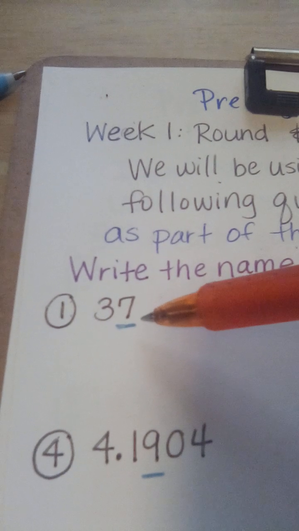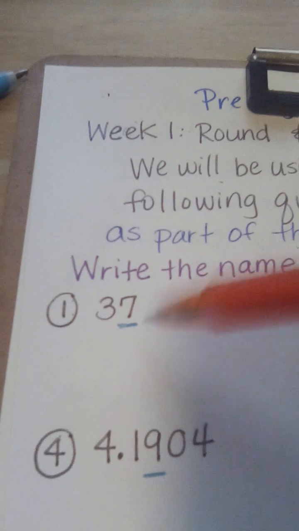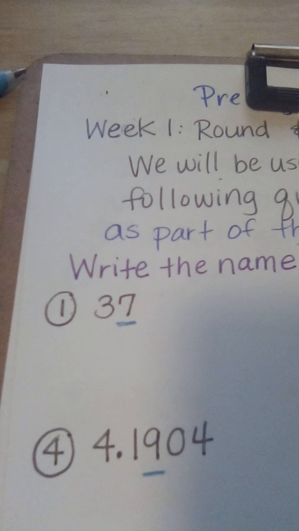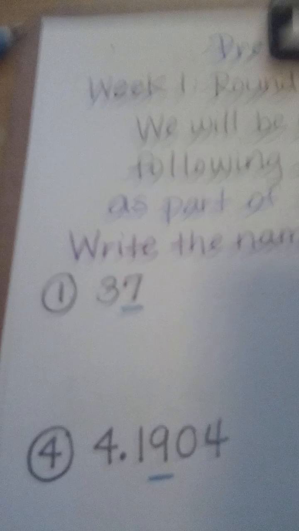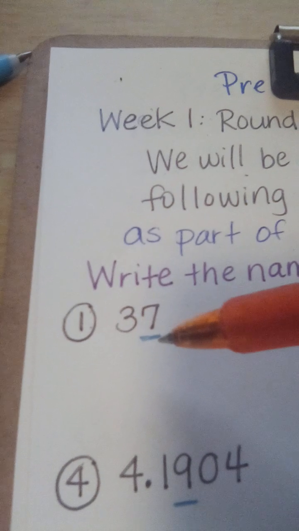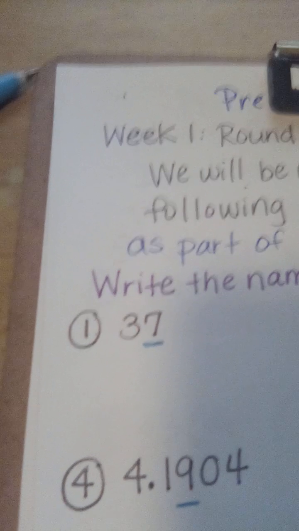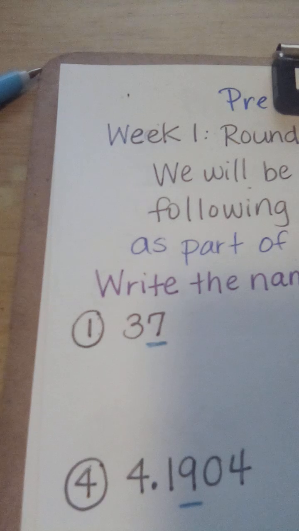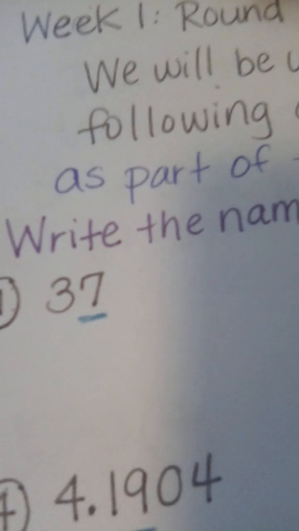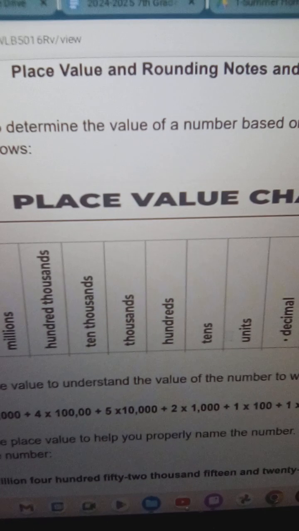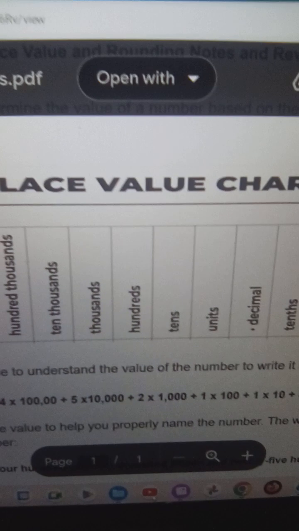The number 7 is highlighted. Which place value is it on? Let's look at the worksheet. Number 37. I'm gonna write this down. 37. Is it on the tens or ones? Look at the place value chart for a second. Okay, 37, right? We have 37. The 7 is highlighted.